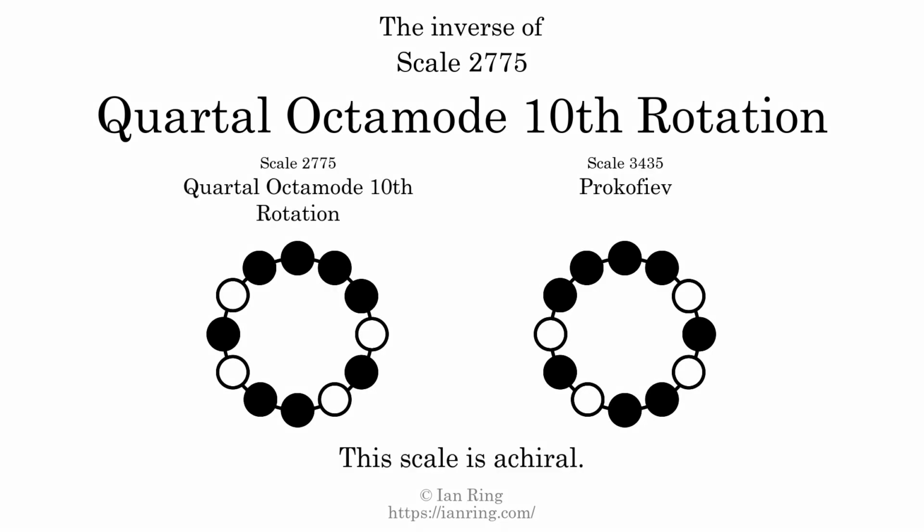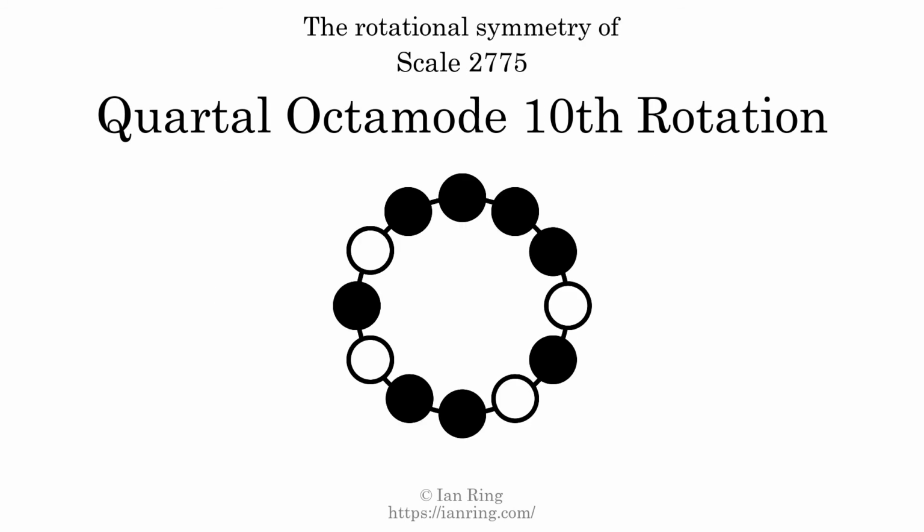The inverse of a scale is a mirror image. It is what you get when the sequence of intervals is reversed. The inverse of this scale is scale 3435, also known as Prokofiev. This scale is achiral, since it can transform into its own reflection by a rotational transformation. This scale has no rotational symmetry.